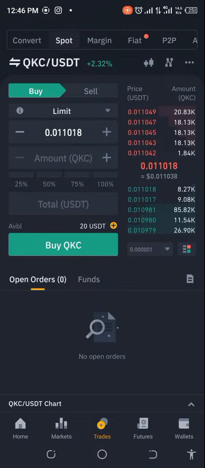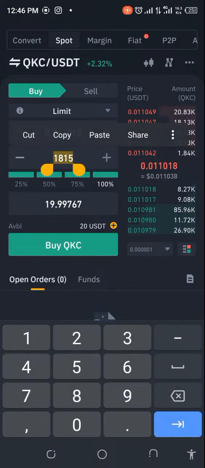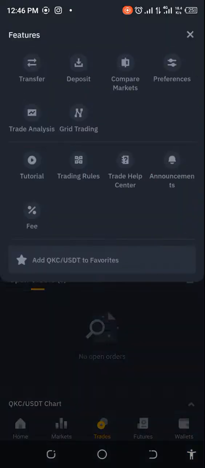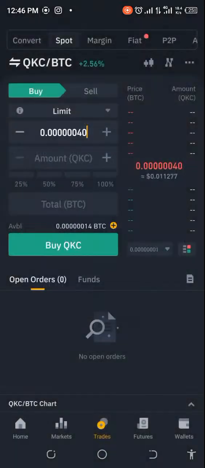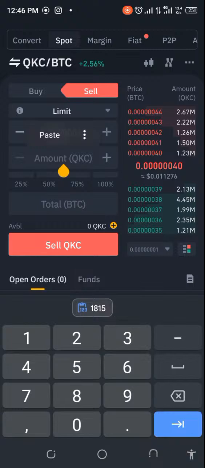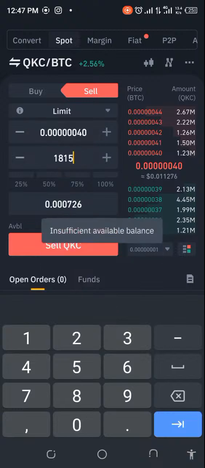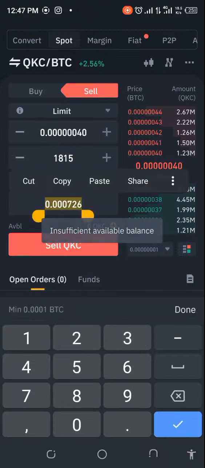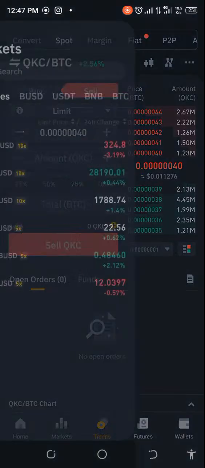So what do we do first? We need to buy 100%. Okay, it's not picking up everything. It's just doing 19.99. That's 1815. Let's check that out. Go straight to BTC. Okay, are we still good? And then we'll sell that to BTC. Then you put in there the QKC. Let's see. Okay. Then we'll copy the BTC.